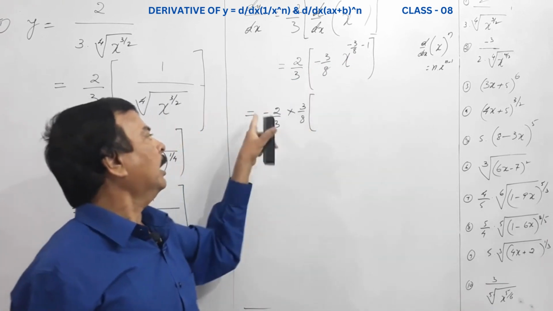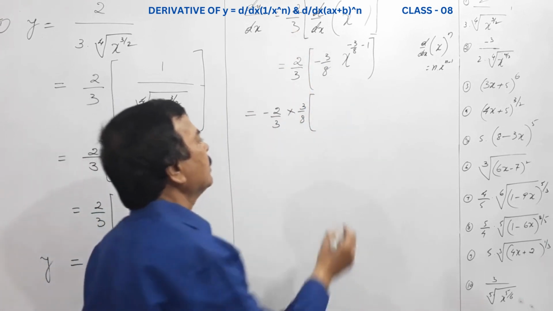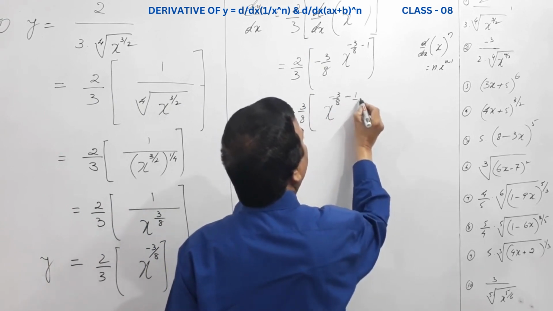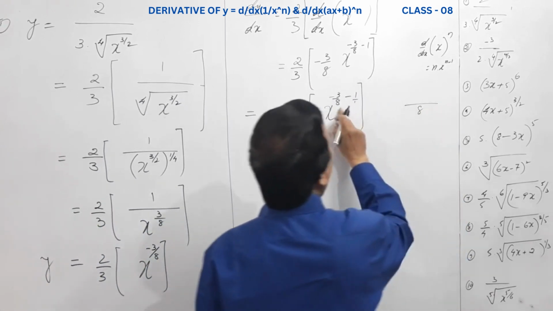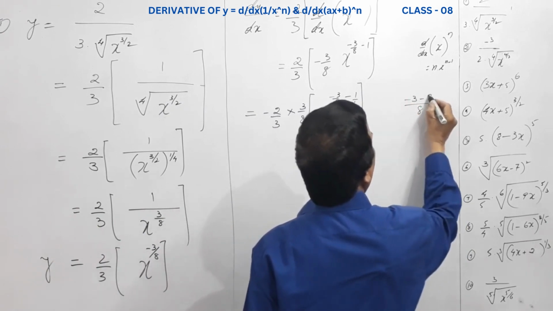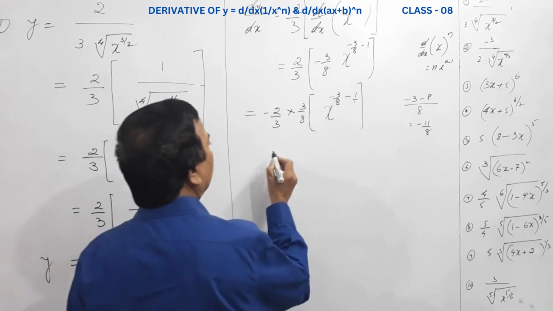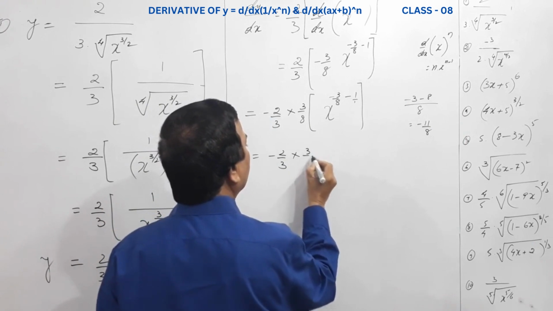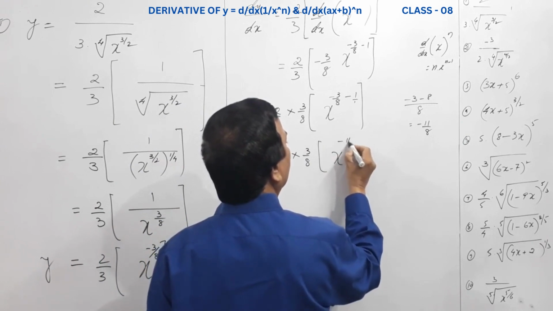This 3 by 8 has come, this minus sign I brought it here. So this 2 by 3, whatever it is, I brought it here. So this becomes x to the power of minus 3 by 8 minus 1. I take 1. This LCM is 8. 8 goes 1 time, so minus 1 times 1 into 3 minus 1, 8 times 8, that is minus 11 by 8. So here I will go one more step, minus 2 by 3 into 3 by 8 x to the power of minus 11 by 8.